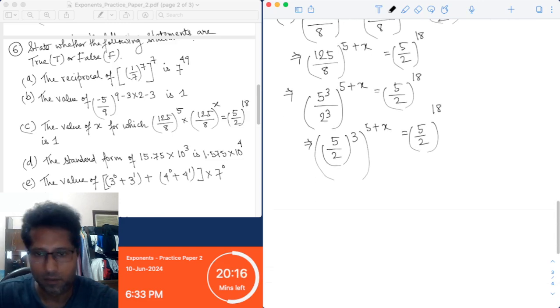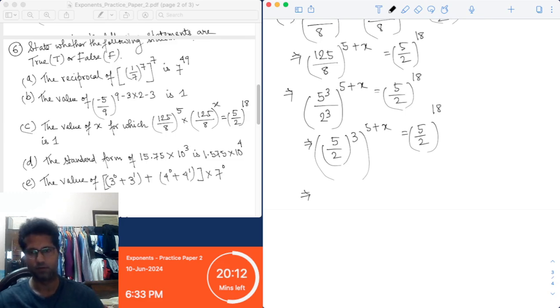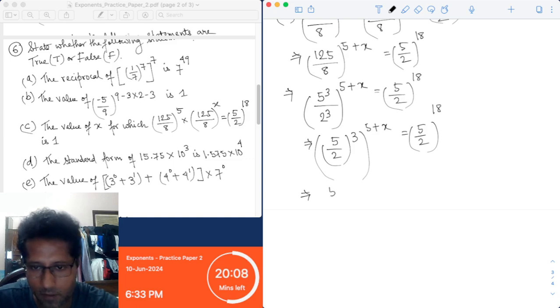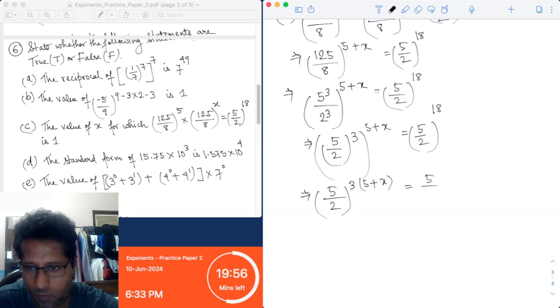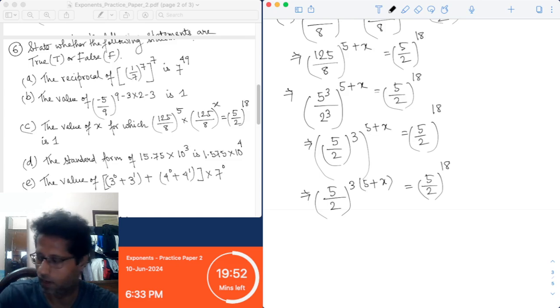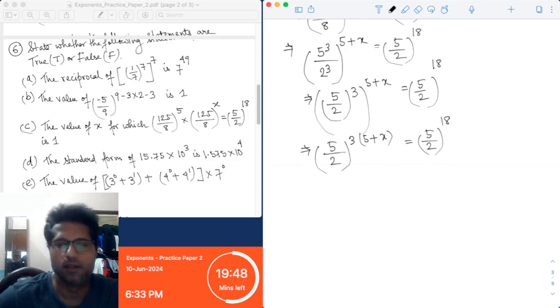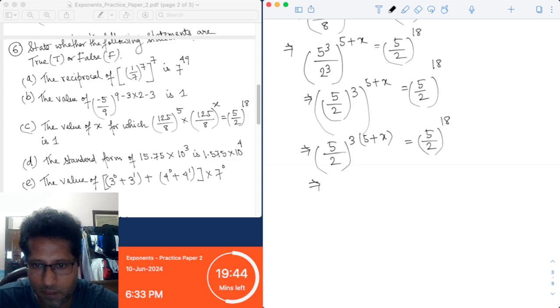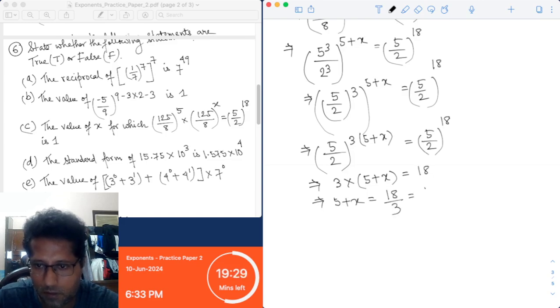This implies it is (5/2)^3, again whole raised to the power 5 plus x. The powers get multiplied, so (5/2) raised to the power 3 into (5 plus x), equals (5/2)^18. Now both sides have a single exponential form and the bases are same, so the powers will be same. So 3 multiplied by (5 plus x) equals 18. This implies 5 plus x equals 18/3, which is 6. So x equals 6 minus 5, and this is indeed 1.